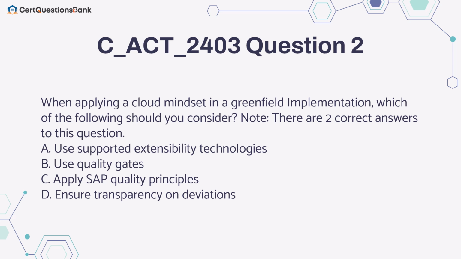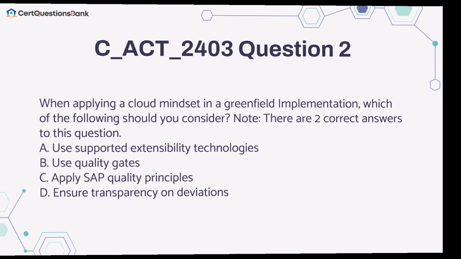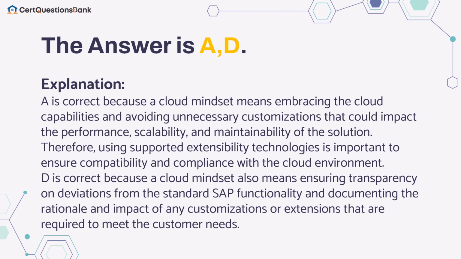When applying a cloud mindset in a greenfield implementation, which of the following should you consider? Note: there are two correct answers to this question. A. Use supported extensibility technologies. B. Use quality gates. C. Apply SAP quality principles. D. Ensure transparency on deviations. The answer is AD.